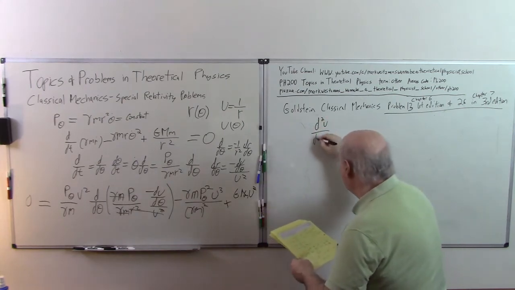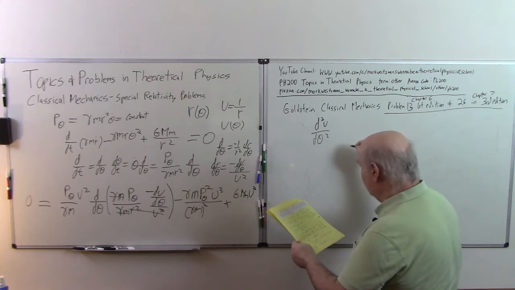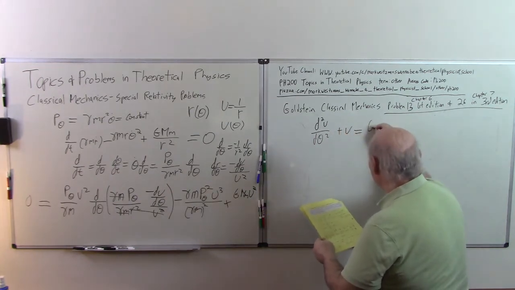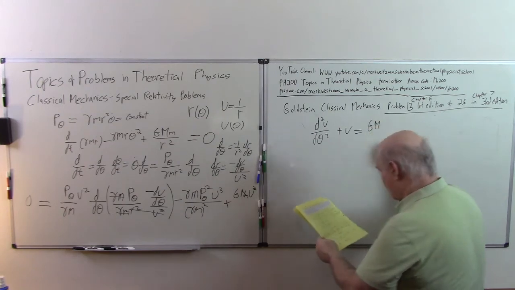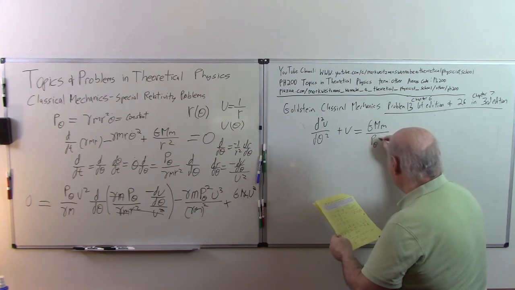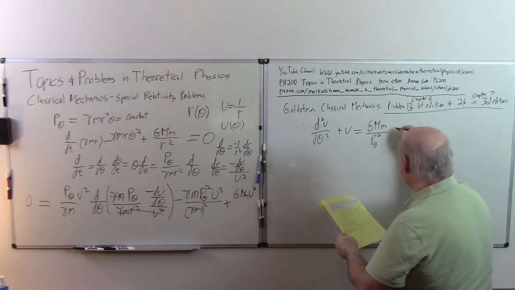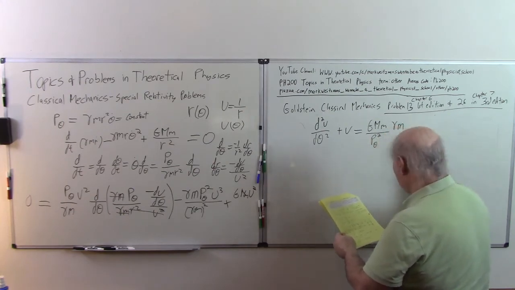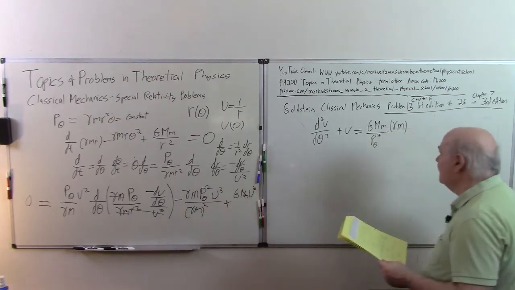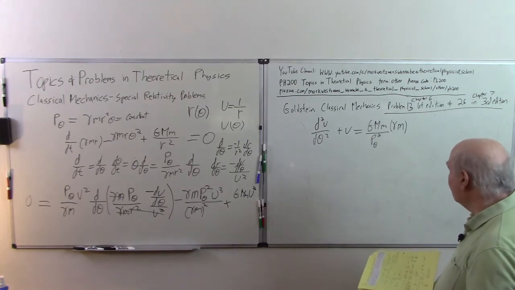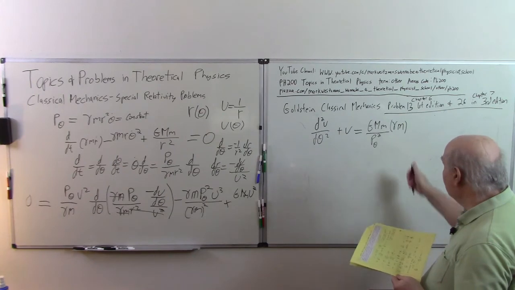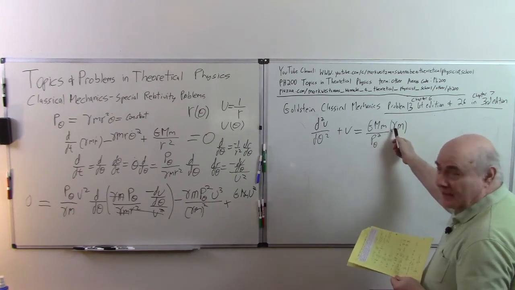d2u d theta 2 plus u equals G M m over p theta squared times gamma m. Now, at first, the way it's written, you say, okay, this is great. Nice linear equation, constant on the right side. No, it's not a constant on the right side.